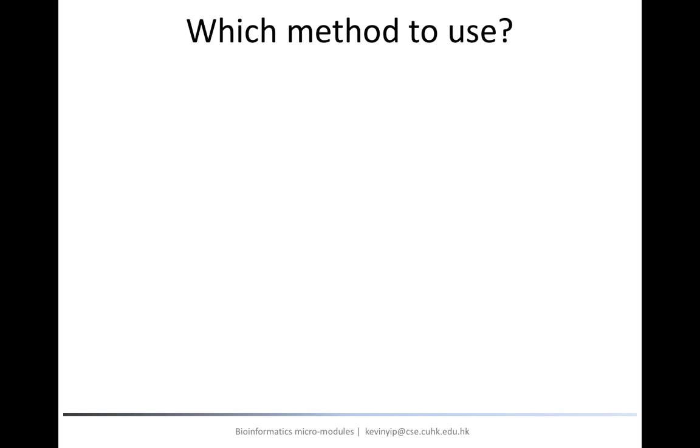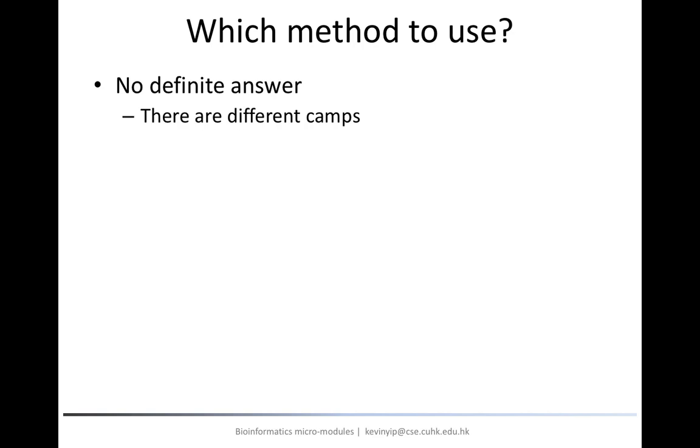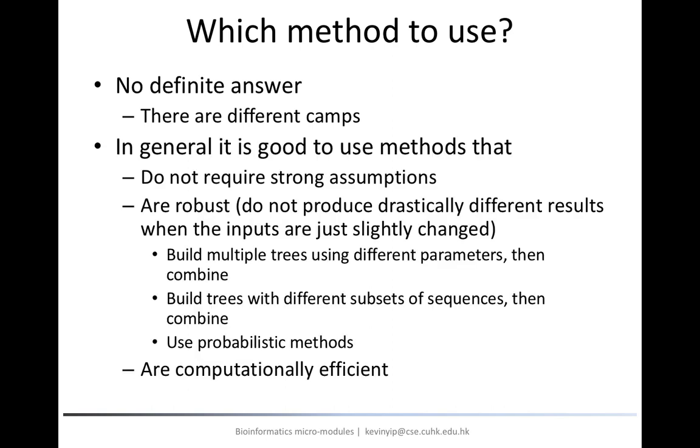Before ending this module, let's have the final discussion of phylogenetic tree reconstruction methods. We have studied maximum parsimony, maximum likelihood, UPGMA, and neighbor joining. There are also other methods that we did not cover. Given the many choices, which method should we actually use? The simple answer is, there is not a definite answer. Which method to use in each study depends on the needs of the study. However, there are some general considerations that could be useful when deciding which method to use.